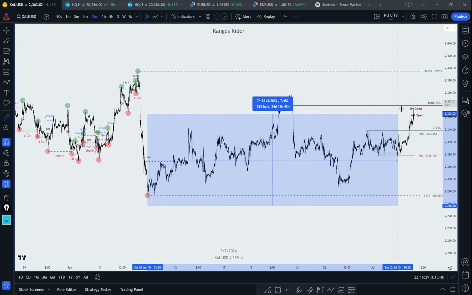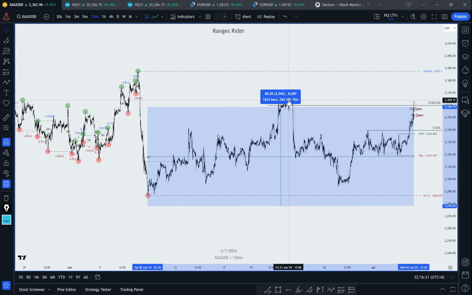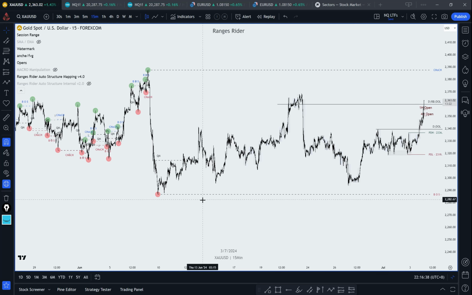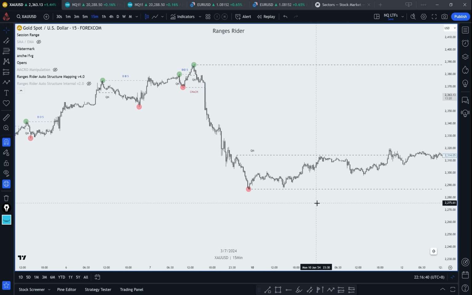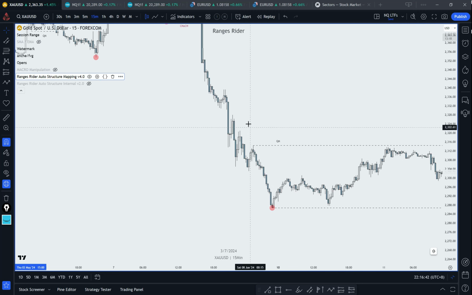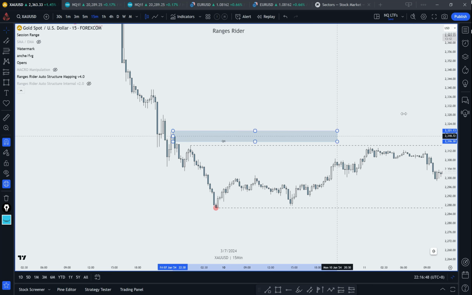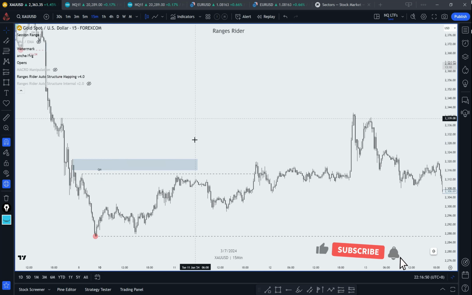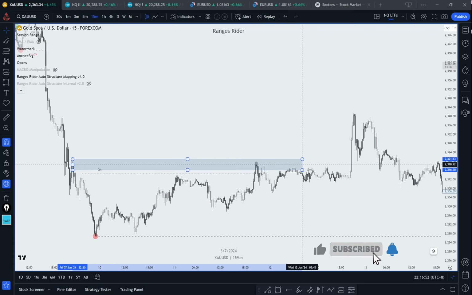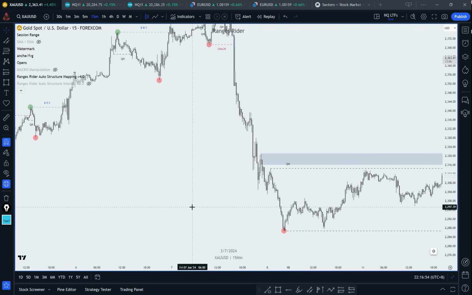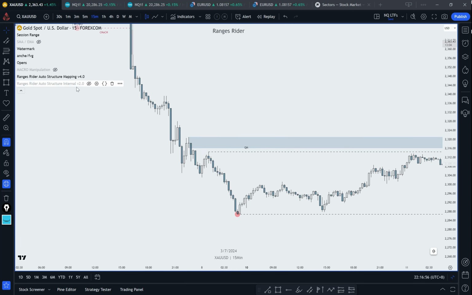like it's almost 25 days the price is in this range. So what do we do in this case, when the price disrespects the DOB? So the DOB is here. So whenever the price will disrespect the DOB, we start to mark the internal structure.